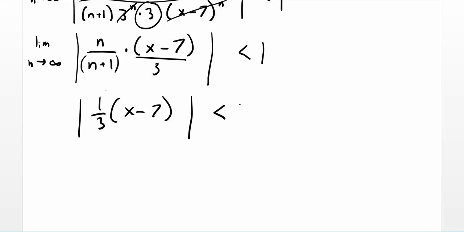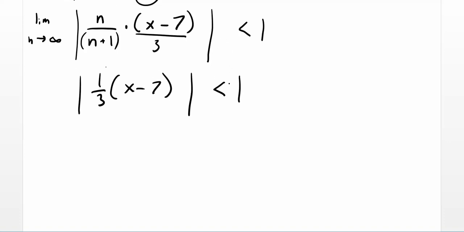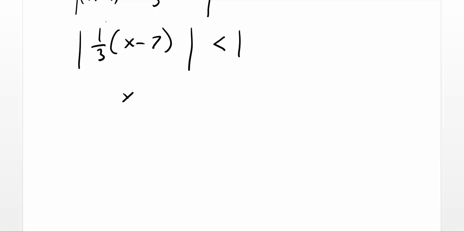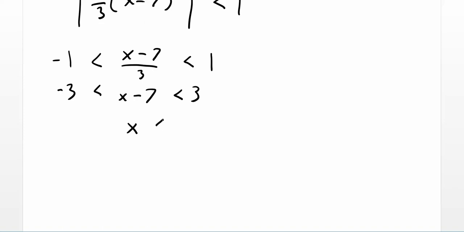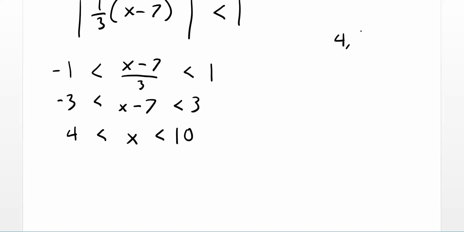We need that to be less than 1. Okay. Now (x minus 7) over 3 has to be less than 1 and greater than negative 1, which means x minus 7 has to be less than 3 and greater than negative 3, which means x has to be less than 10 and greater than 4. So right now our interval of convergence is 4 to 10, but we don't know if either endpoint also converges, or if the series converges at those two endpoints. So we have to test each one.